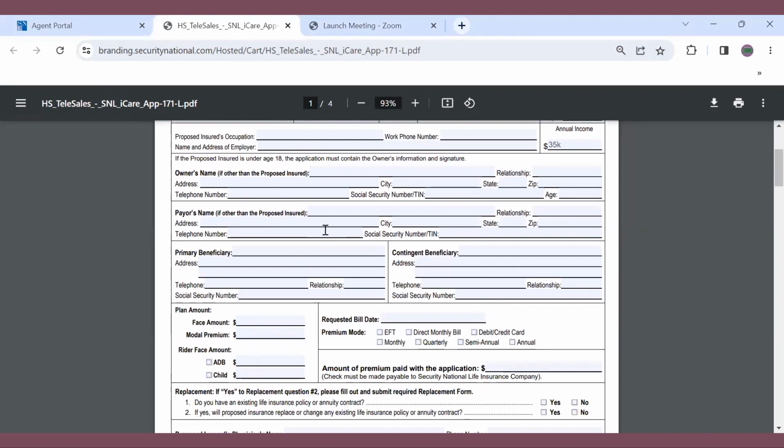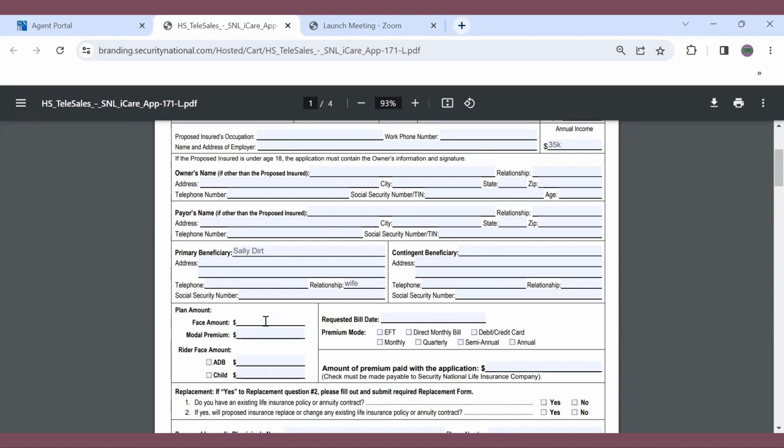From there, we go down to the primary beneficiary, which we will put Sally Dirt. That's going to be his wife. And so we just simply put wife. Wife is a relationship. If you have the other information, it's good to get it. And then contingent beneficiary, if something happened to both Joe and Sally at the same time, who would be the one to take care of this?